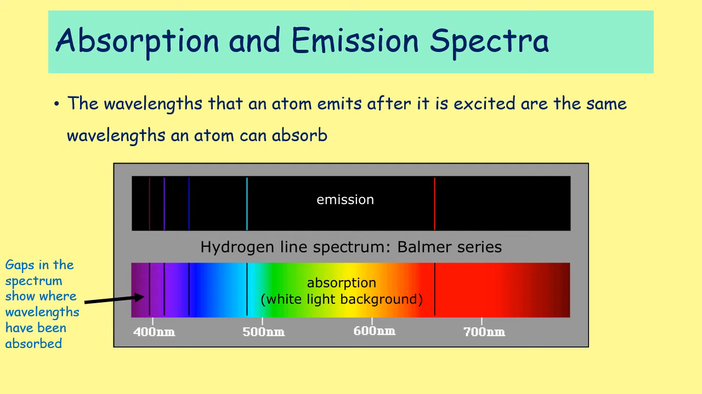So in an emission spectrum, you will see a few specific coloured lines, whereas in an absorption spectrum, the atom will have gaps of no colour for where the radiation has been absorbed. The rest of that radiation has passed through the sample.